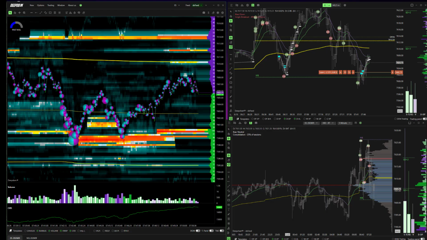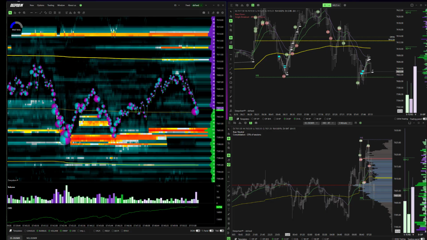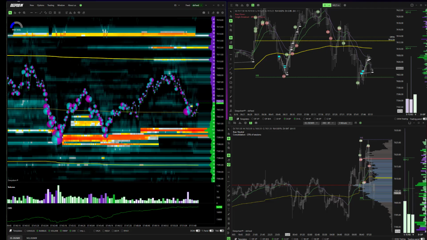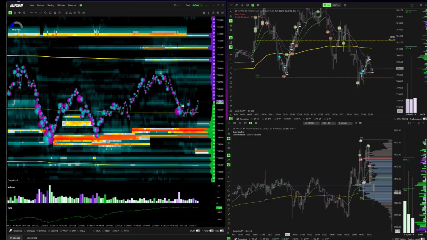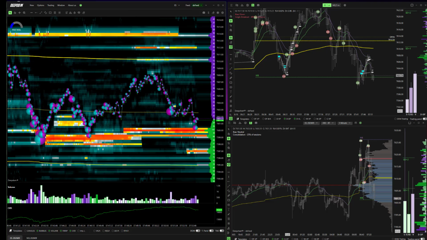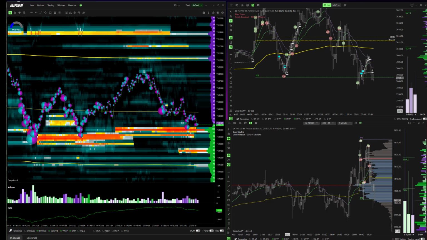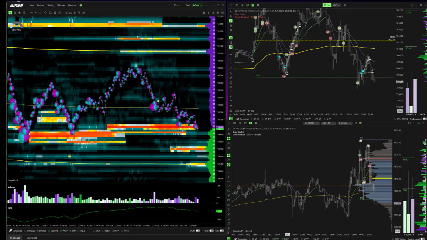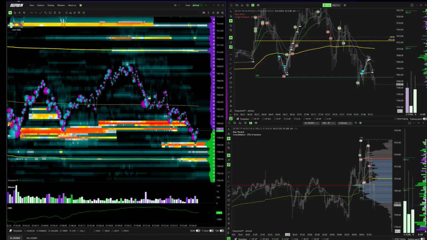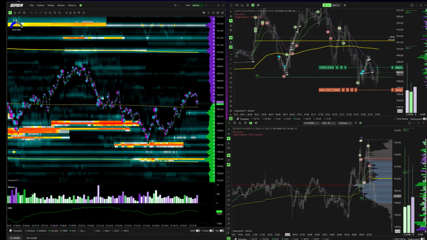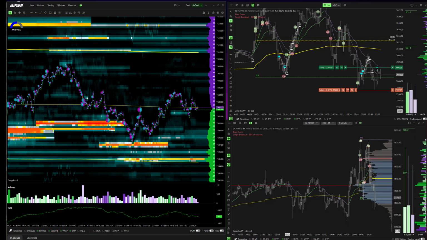Once the rejection became obvious, I entered long. The trade worked well. Later price returned to retest, basically a double bottom. Once again, I entered with the buyers since the setup remained valid.